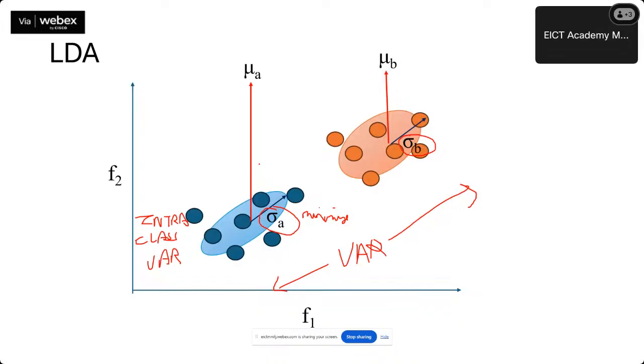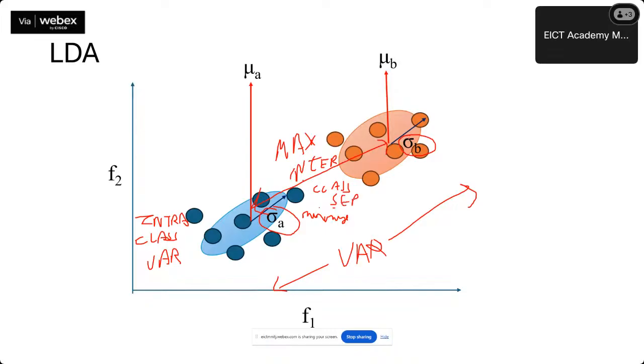However, when it comes to between class or inter-class, so that's the mean of the first data and this is the mean of the second data, I want to maximize the inter-class separation.